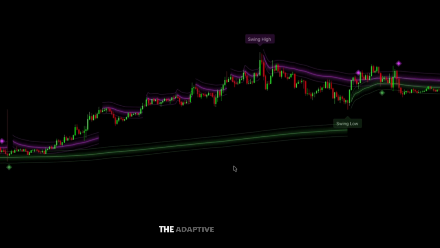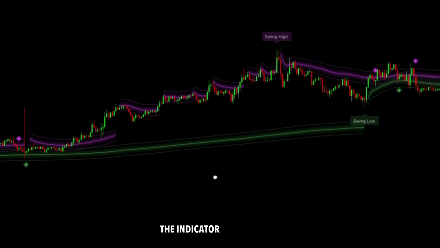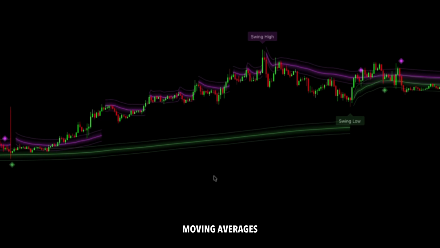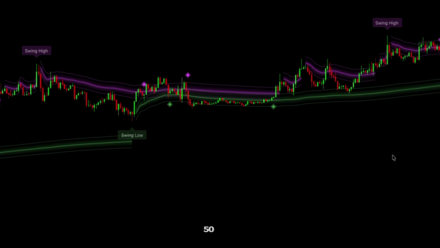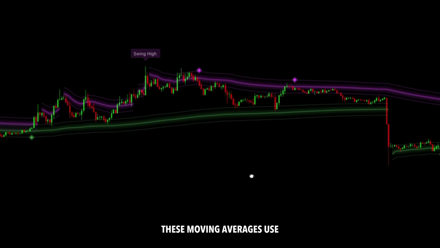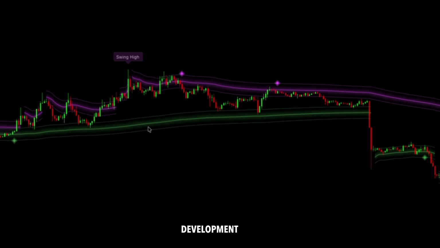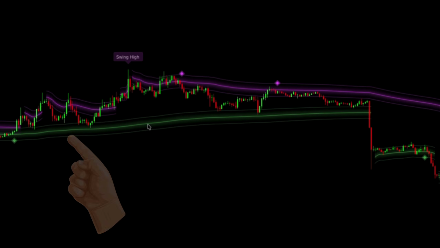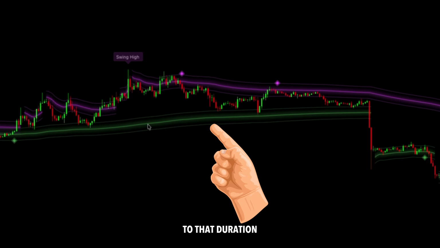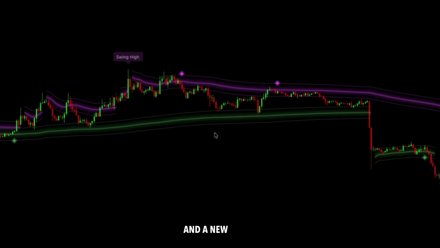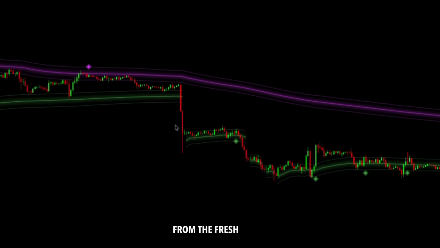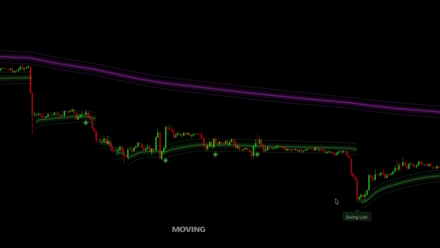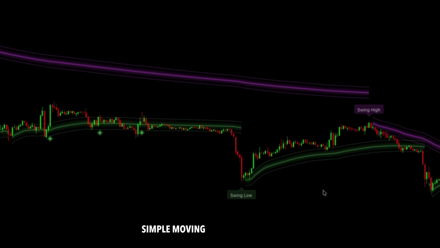Now, here is where the adaptive magic happens. The indicator uses dynamic moving averages. But unlike traditional moving averages that use a fixed period like 20 or 50 bars, these moving averages use a length that grows based on the swing development time. So, if a swing has been developing for 100 bars, the moving average adapts to that duration. If the swing breaks and a new swing begins, the system resets and starts forming new bands from the fresh swing point.